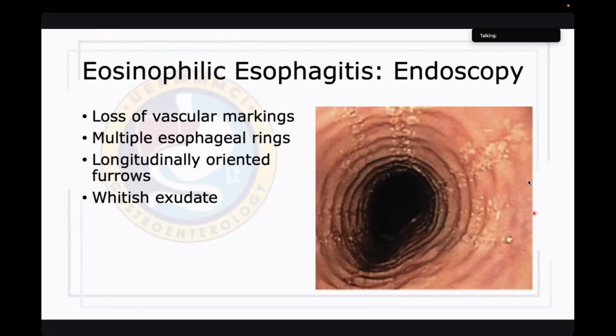The characteristic findings on endoscopy include loss of vascular markings. You have multiple esophageal rings. You have longitudinally oriented furrows and with whitish exudates. We take biopsies for histologic confirmation, and as mentioned, there would be eosinophil predominant inflammation with at least 15 eosinophils per high power field.